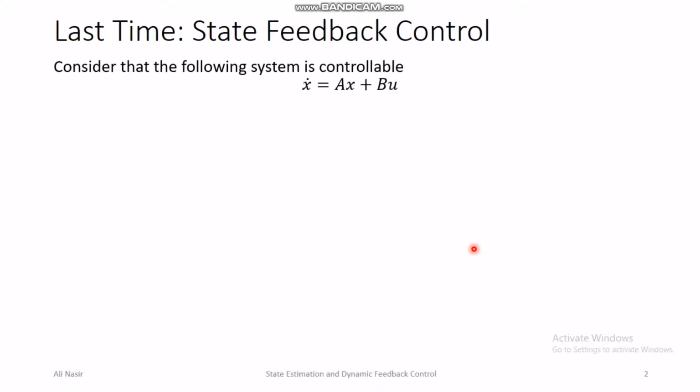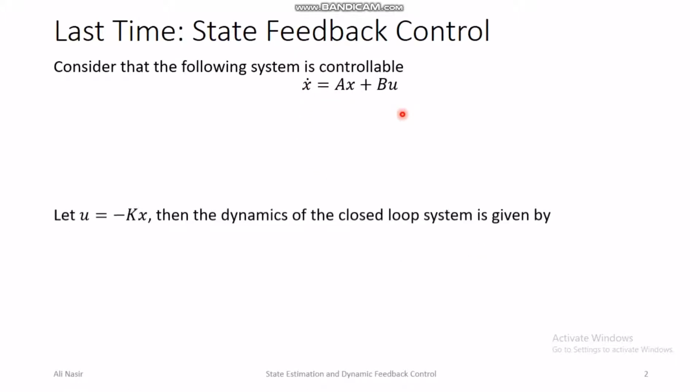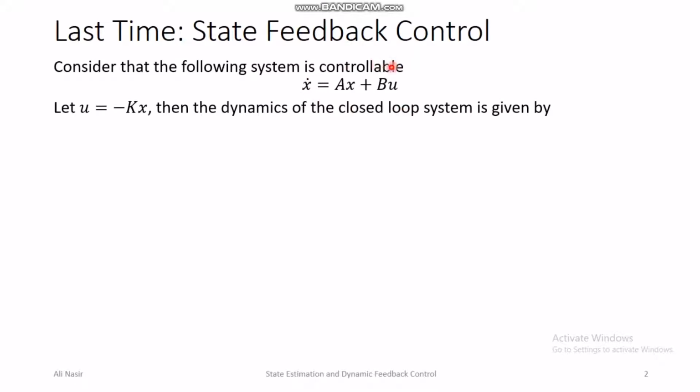The summary of that is that suppose you have a linear time invariant system x dot equals Ax plus Bu, and suppose that this system is controllable, then you can design a control law of the form u equals minus Kx. This is a linear control law, a linear gain times the state vector. So the dynamics of the closed loop system is given by x dot equals (A minus BK) times x.